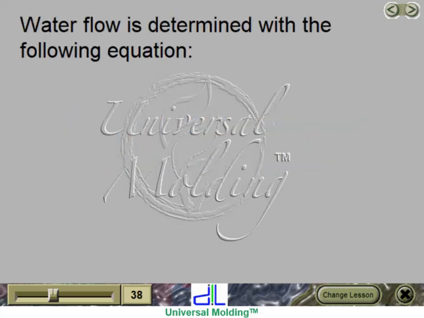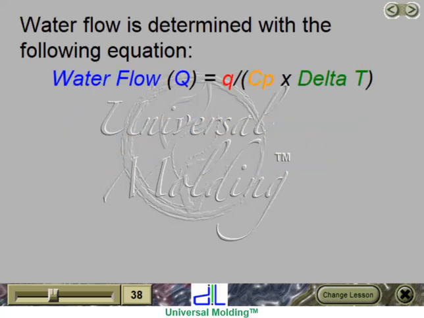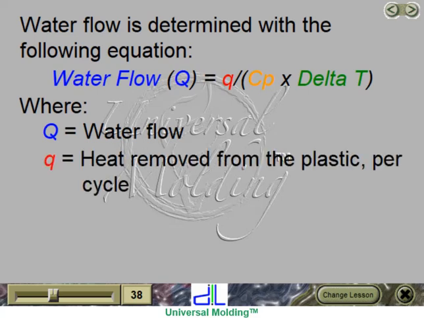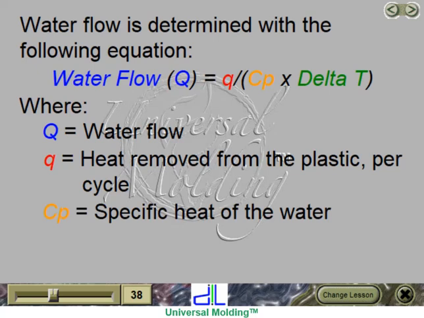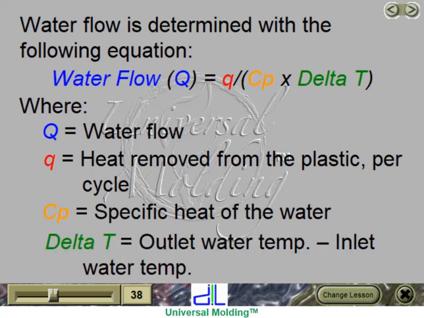Water flow is determined with the following equation. Water flow Q is equal to little q divided by Cp times delta T, where Q is equal to water flow, little q is equal to heat removed from the plastic per cycle, Cp is equal to the specific heat of the water, and delta T is equal to outlet water temperature minus inlet water temperature.